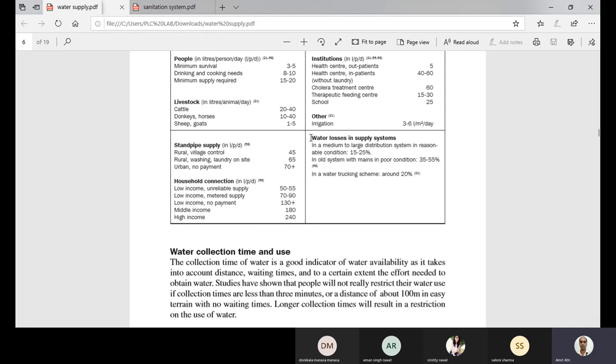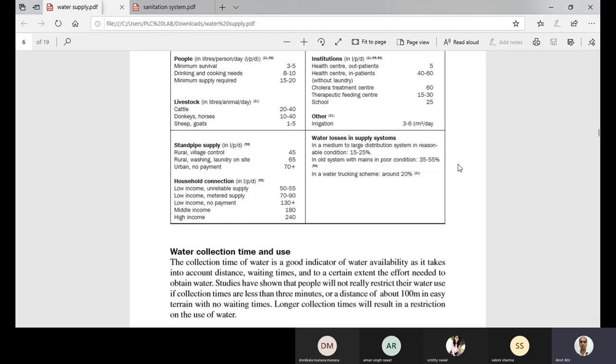Then we should reduce, minimize or eliminate the water losses in the supply system. Okay, poor conditions lead to nearly 35 to 55% of water loss.